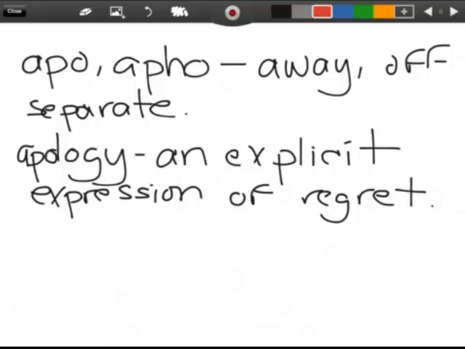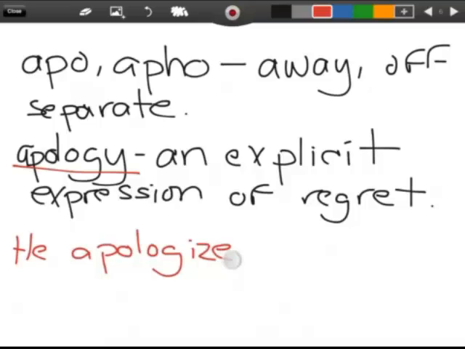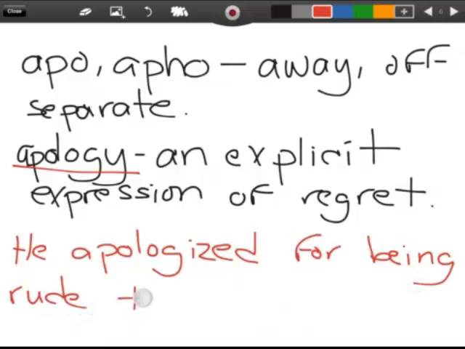And if we want to use this in a sentence, it's very easy. We could say he apologized for being rude to his parents.